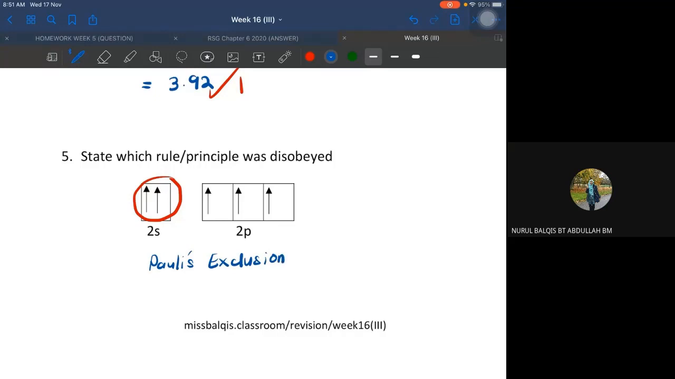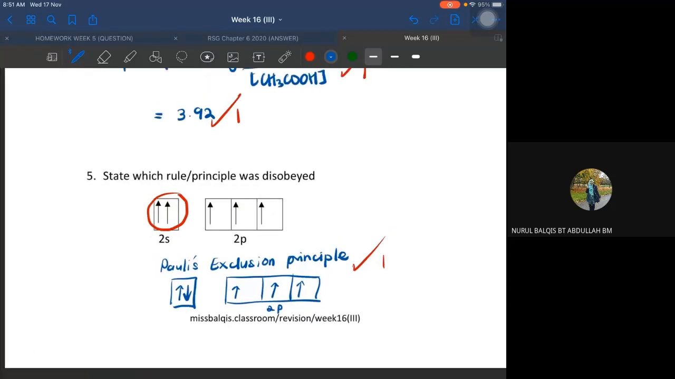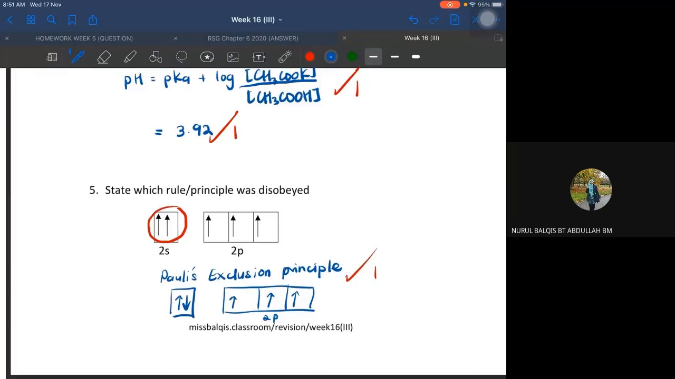Lagi satu kita ada siapa? Hund's rule. Hund's rule cakap apa? Occupy orbital singly first before pairing up. Ya, singly before pairing up. Kalau dia minta state je, beritahu state je lah. Tapi kalau kena betulkan, dia punya rupa akan jadi 2s, 2p, 1, 2, 3, 1, 2 macam tu. Okay, so 1 mark comes from this Pauli's exclusion principle.